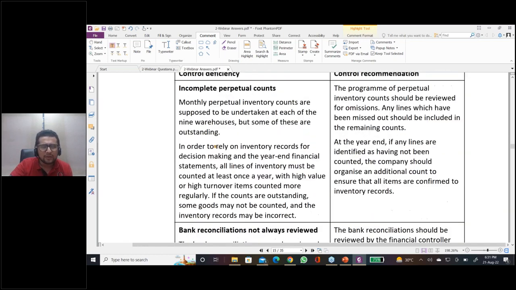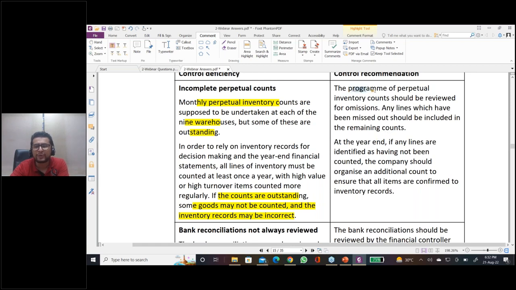What about the second deficiency? Monthly perpetual inventory counts are supposed to be undertaken at each of the 9 warehouses, but some of these are outstanding, so you didn't perform. So as a result of that, if counts are outstanding, some goods may not be counted and the inventory records may be incorrect. Some of the items could be stolen and the company might not be able to figure it out. What should be your recommendation?